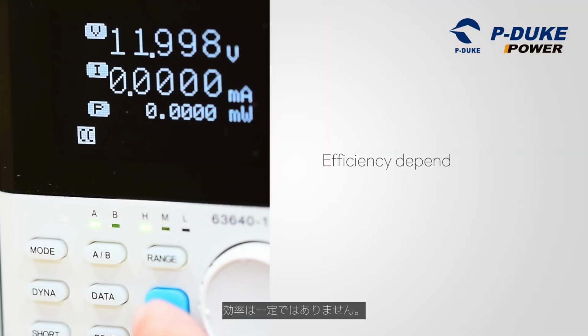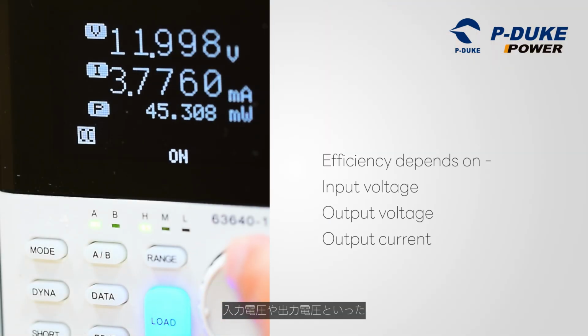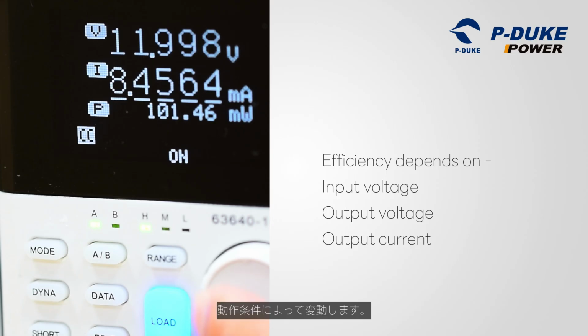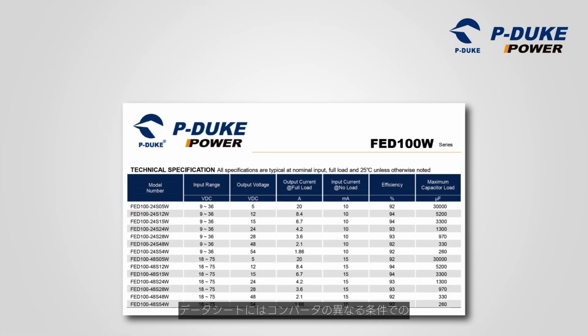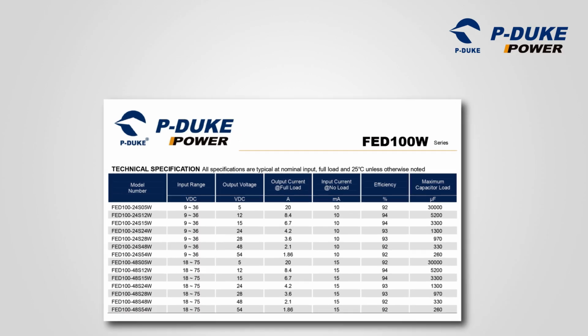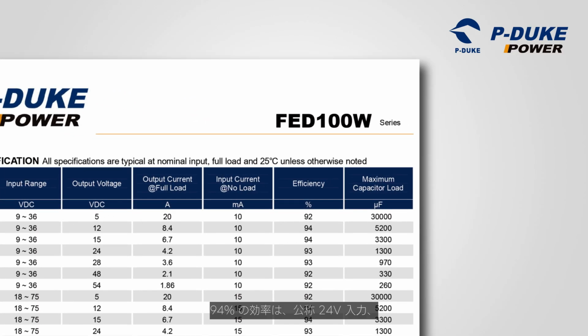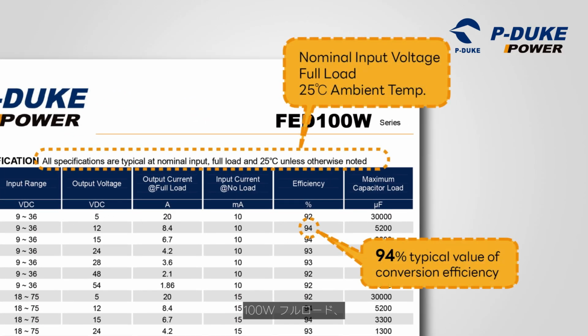Efficiency is not fixed. It varies based on operating conditions like input voltage and output voltage. Different efficiency values for a converter are listed in the datasheet, typically measured under specific input, load, and environmental conditions found in product overviews. The 94% efficiency is achieved under nominal input conditions of 24 volts, a full load of 100 watts, and an ambient temperature of 25 degrees Celsius.